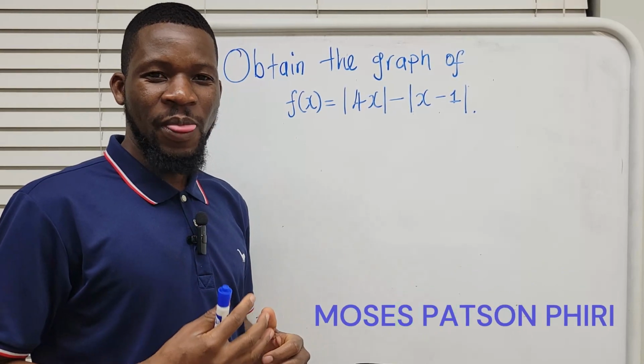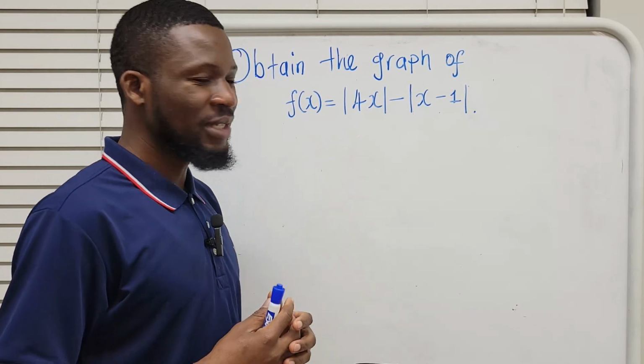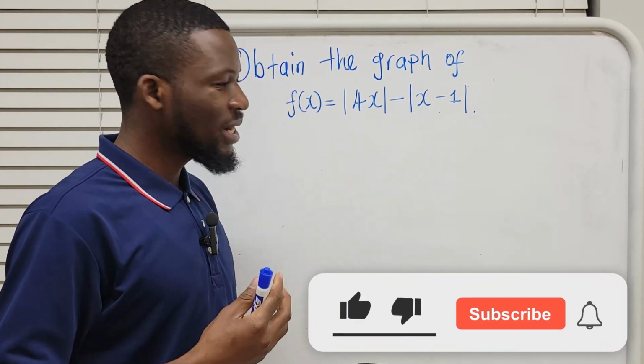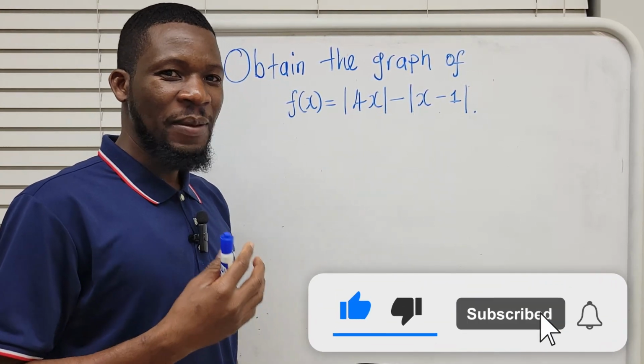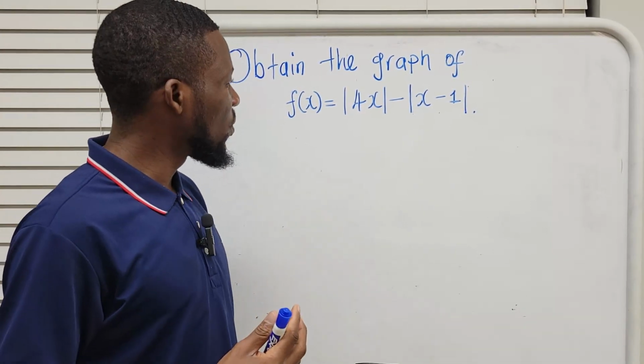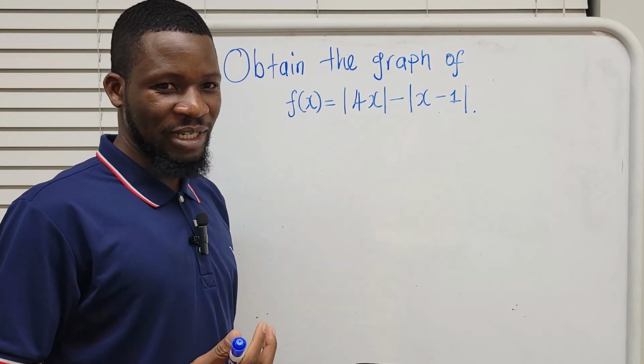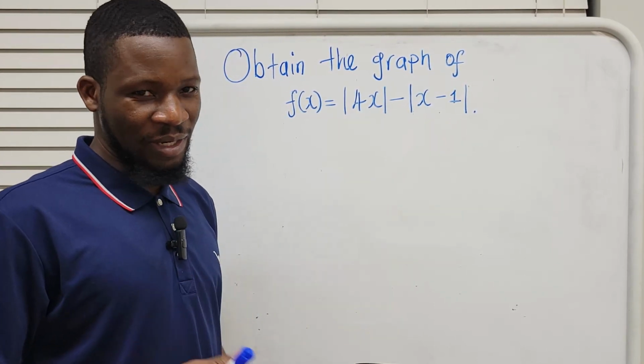In this episode, I want to show you how to obtain the graph of f of x is equal to 4x minus the absolute value of x minus 1. Now, the idea is very simple. We are going to write each modulus function as a piecewise function and combine the results.